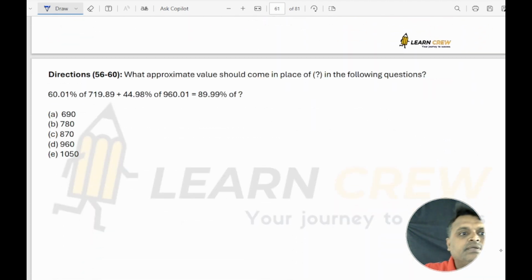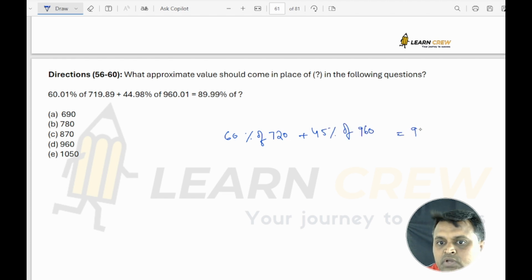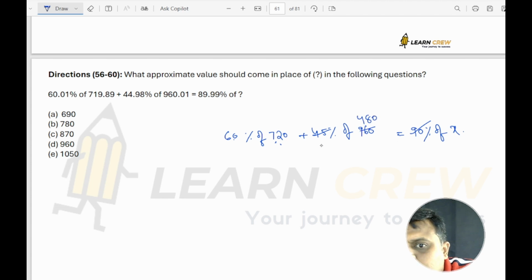Next, 16% of 720 plus 45% of 960 is equal to 89.99%, 90% of x. So if you see here, what I am doing is, everywhere this 30, 32, 30, here I am taking 3 outside, here 2 I am taking inside. When I am taking 3, here it is 3 into 240. If you cannot do like that, then simply do cancellation. So here 45 is there, here 2, 480 times. So 45 into 2, 90.